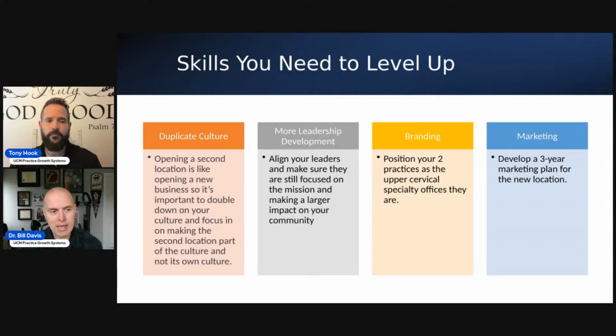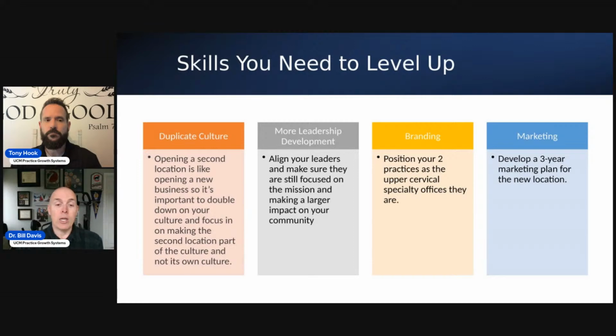You want them to have the autonomy of having leadership in that second location, but you don't want it to be a completely different experience. You want a patient who goes to either location to have a very similar experience. You don't want them to have completely different experiences. So you've got to align your leaders, make sure they are still focused on the mission, making that larger impact in the community. And then the branding and the marketing becomes extremely important as you add that second location.